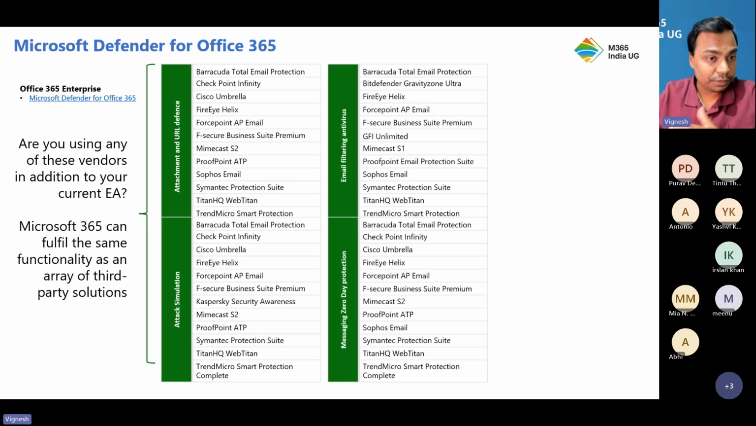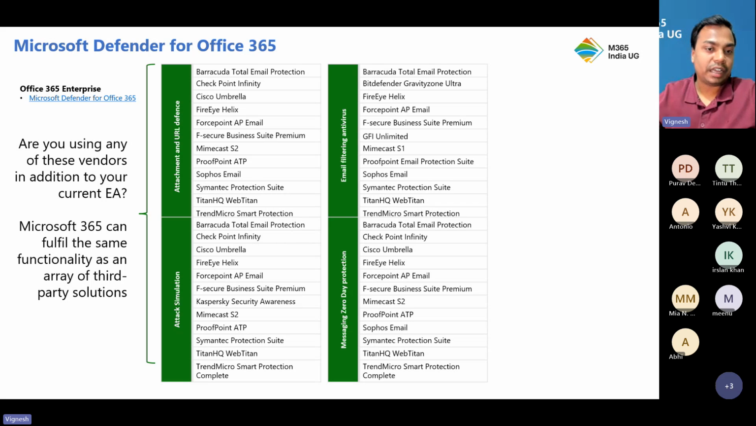And for whatever reason, if at all you're running any of these products, you can simply get rid of it, because your Microsoft Defender for Office 365 is already giving you these capabilities, right? You talk about Barracuda, you talk about Forcepoint, you talk about Mimecast. Those are some common names which I see in a lot of organizations today. But please bear in mind that all these things are pretty much already available in your Defender for Office 365.